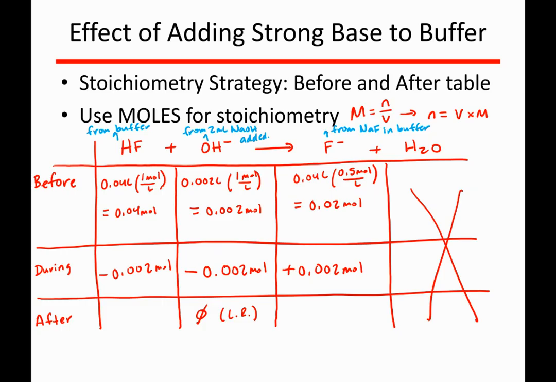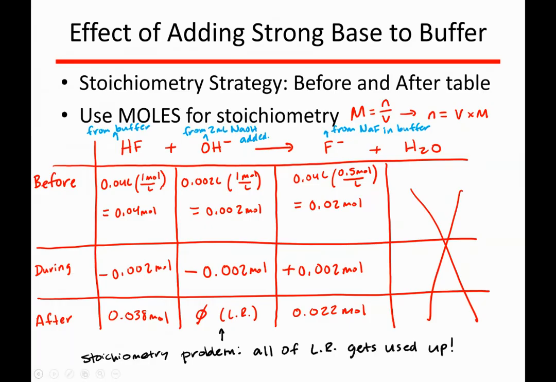Now, you can combine everything to find how much is left over for the HF after the reaction. 0.04 minus 0.002 is 0.038 moles of HF. And for the fluoride, you start with 0.02 moles, and then you make another 0.002 moles. So after the reaction, you'll have 0.022 moles of F minus. So one more point worth making on this, just to remember here, is when you do stoichiometry, all of the limiting reactant gets used up. Something on the reactant side of the table has to go to 0. And that knowledge helps you to be able to figure out what's going on with the rest of the table.